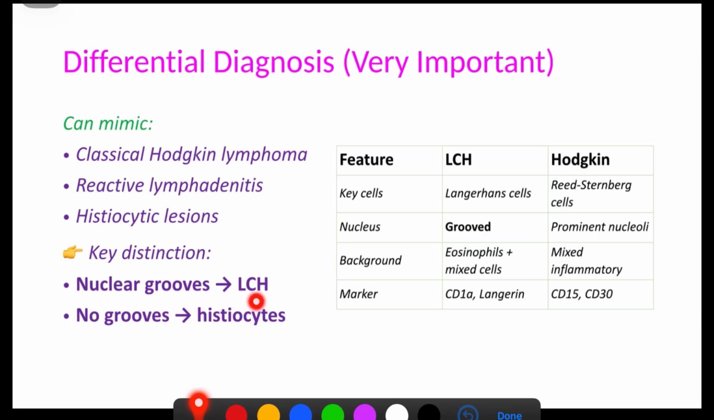So nuclear grooves are present in LCH, but histiocytes have absence of grooves. So key cells in LCH are Langerhans cells, while Hodgkin shows RS cells. Nuclei have grooving, while here prominent nucleoli are seen in Hodgkin's. Background is almost mixed in both, but here eosinophils are more in number. Important markers are CD15 and CD30 as you all know in Hodgkin's, while CD1A and Langerin for Birbeck granules in LCH.